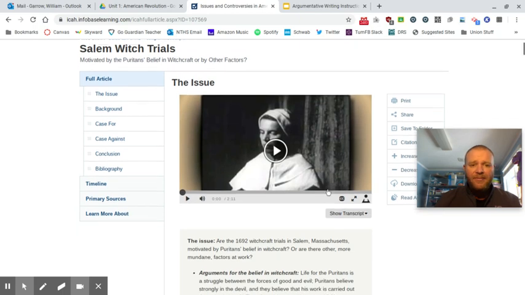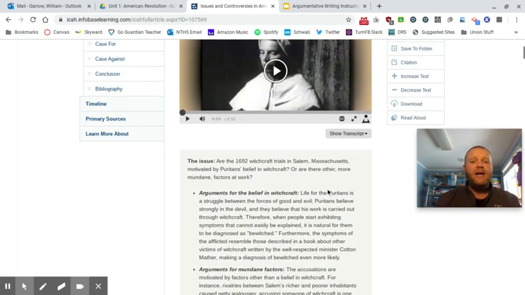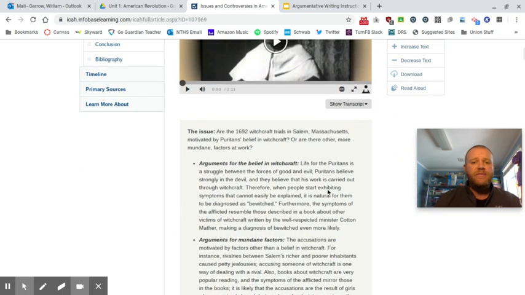So the issue here was basically in the 1600s, 1692, in a place called Salem, Massachusetts. A whole bunch of people were put on trial for being witches.